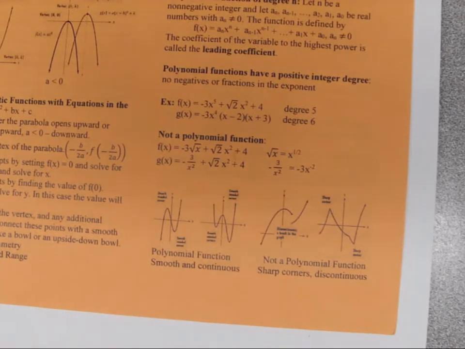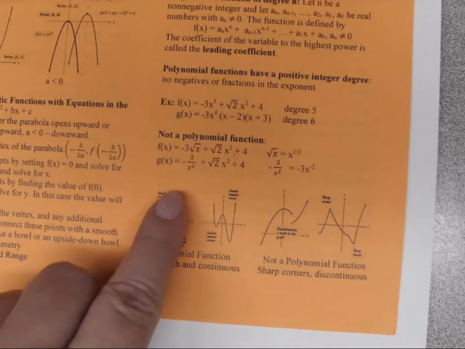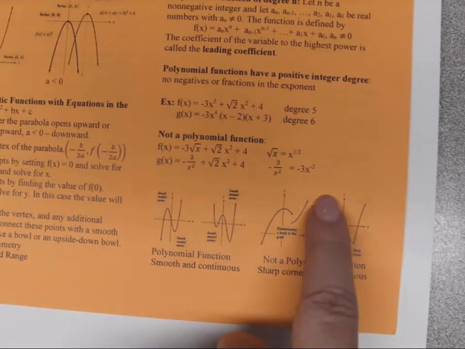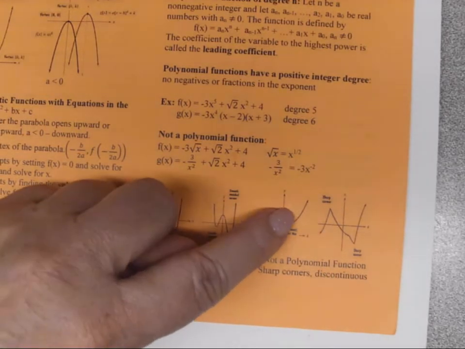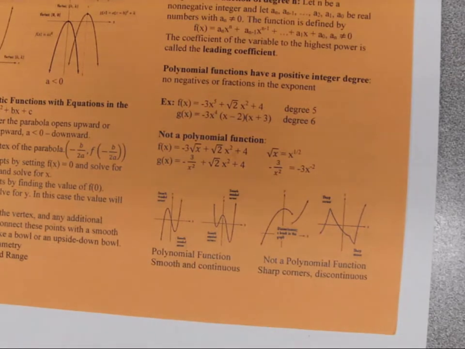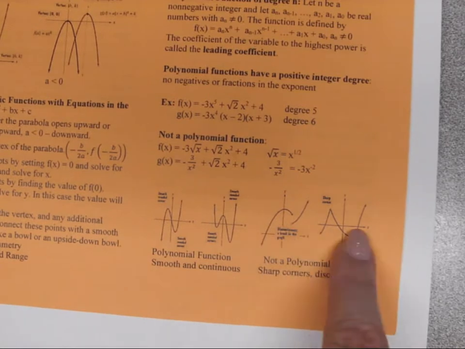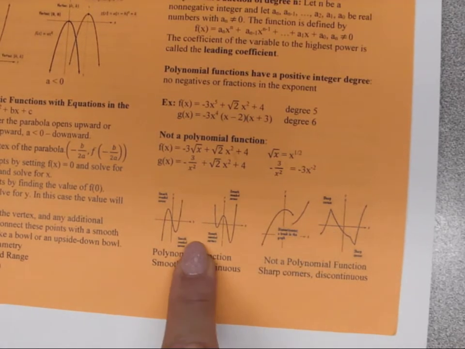So when we're looking at the graphs of polynomial functions, they are going to be smooth and continuous. So they're going to be smooth and continue on. Not a polynomial function, it's going to have sharp corners. So this would be like a sharp corner, or they're going to be discontinuous at a certain point. Smooth and continuous is a polynomial function; sharp corners or discontinuous is not. So you need to know that so that you're aware of that.